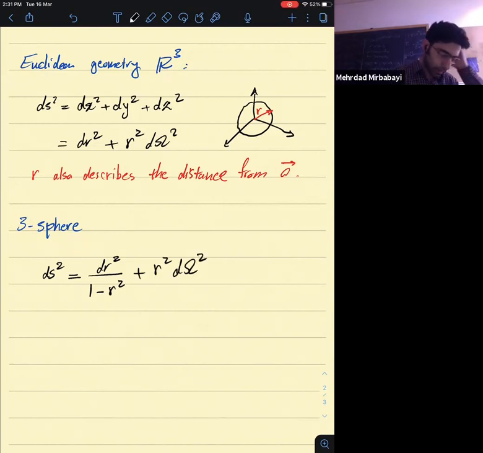Now this is a little bit hard to draw. So in order to draw it, I go to one lower dimension. Instead of drawing a three-sphere, I'm going to now draw a two-sphere.